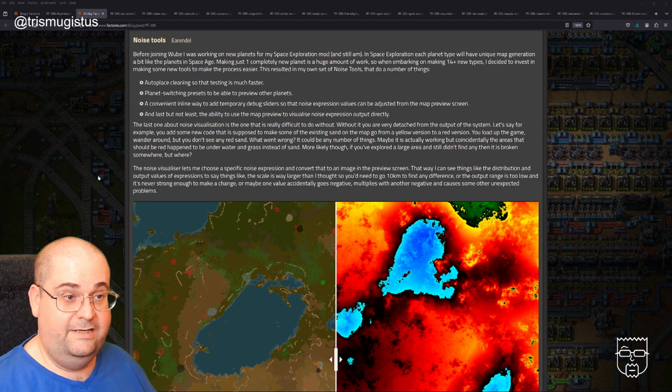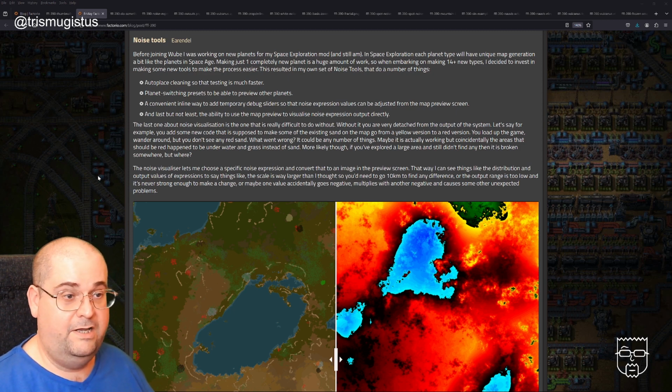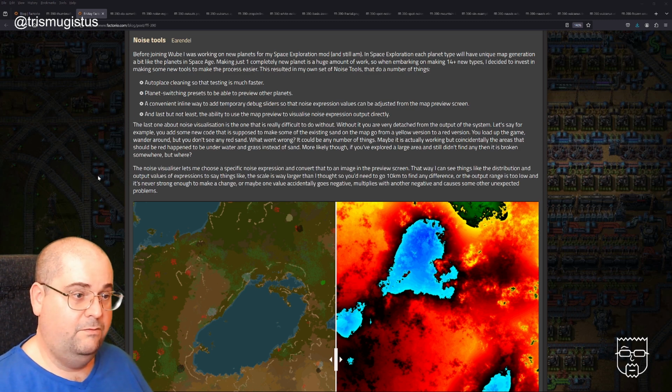They auto-place cleaning so that testing is much faster. They have planet switching presets to be able to preview other planets. They have a convenient inline way to add temporary debug sliders so that noise expression values can be adjusted from the map preview screen. And last but not least, the ability to use the map preview to visualize noise expressions output directly. The last one, about noise visualization, is the one that is really difficult to do without. Without it, you are very detached from the output of the system.